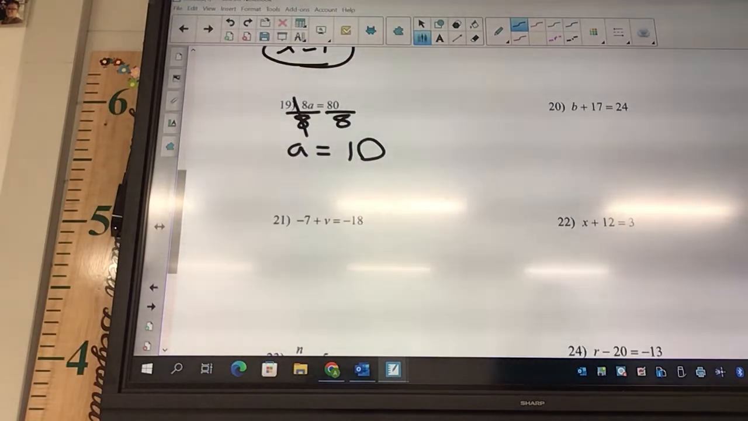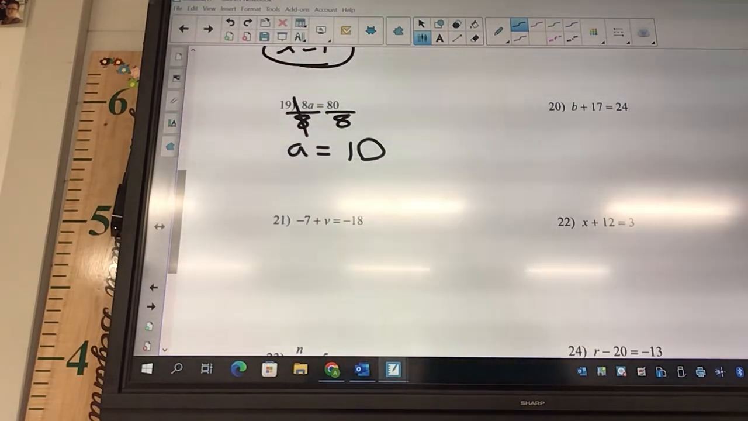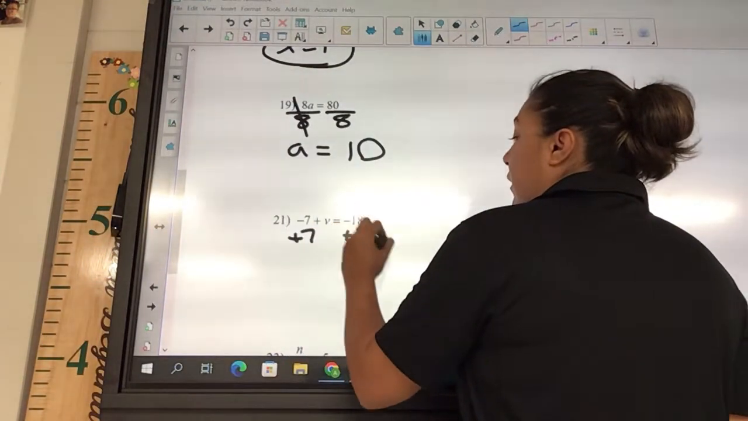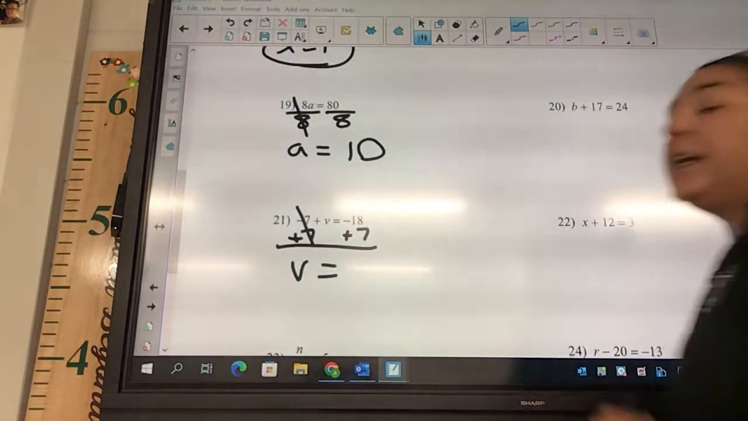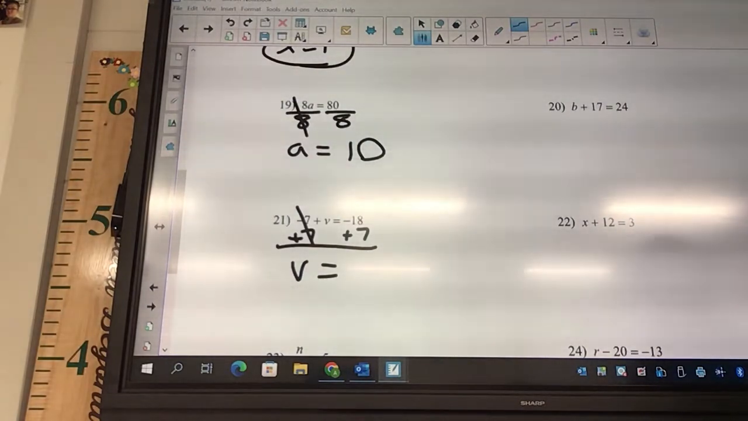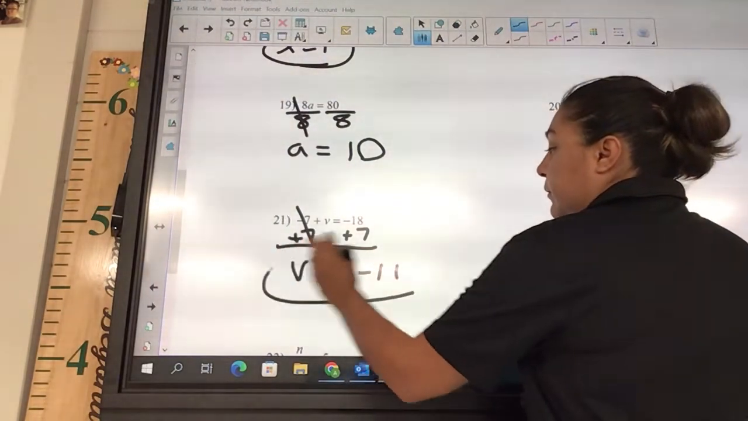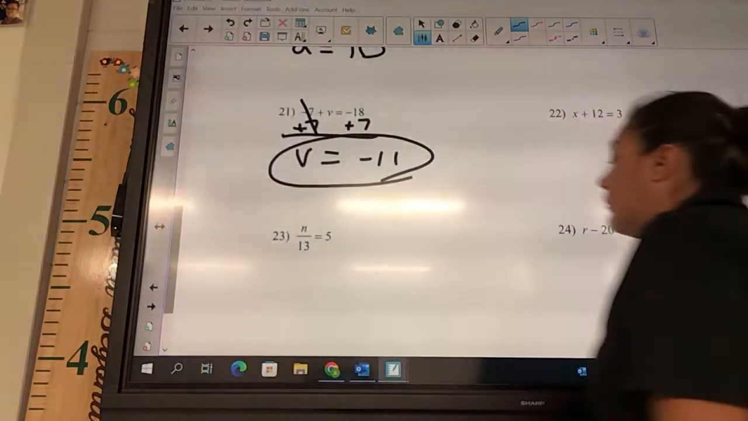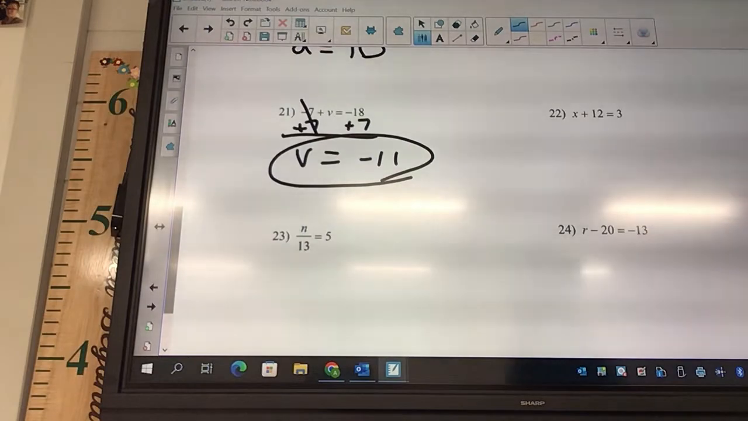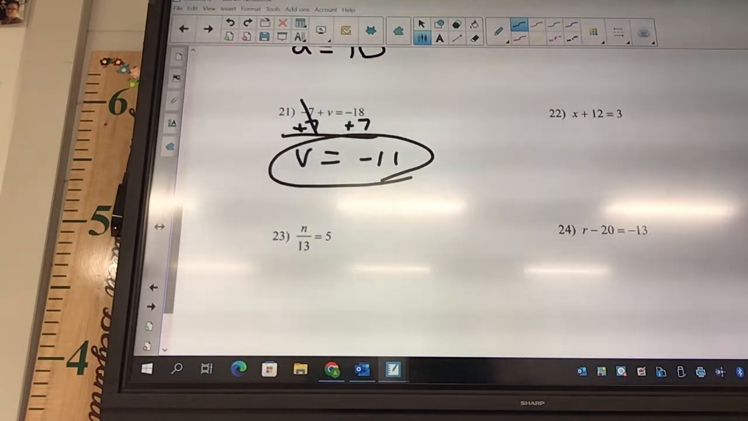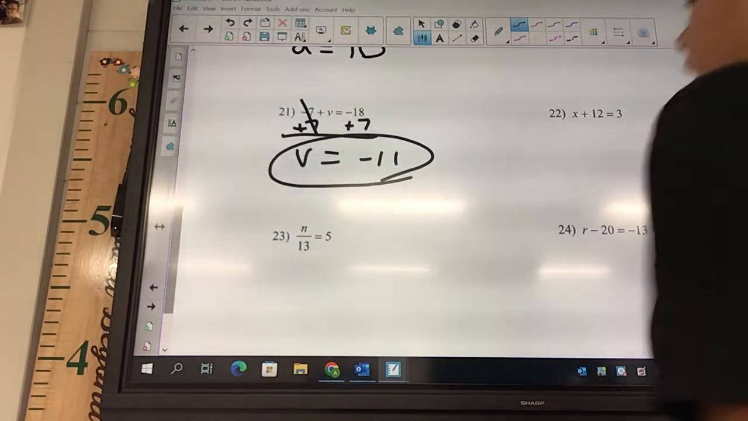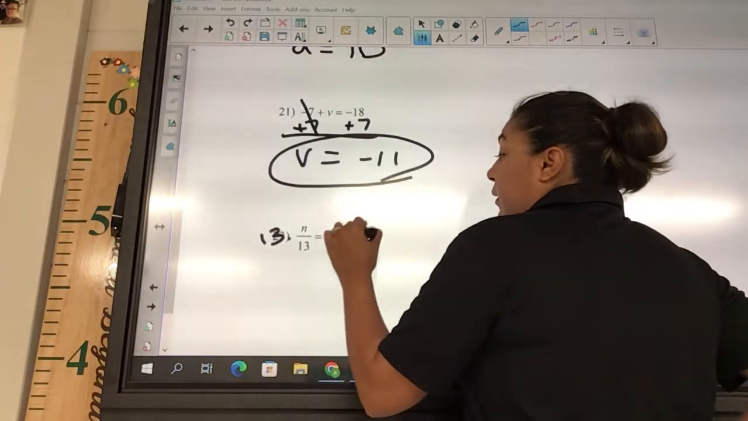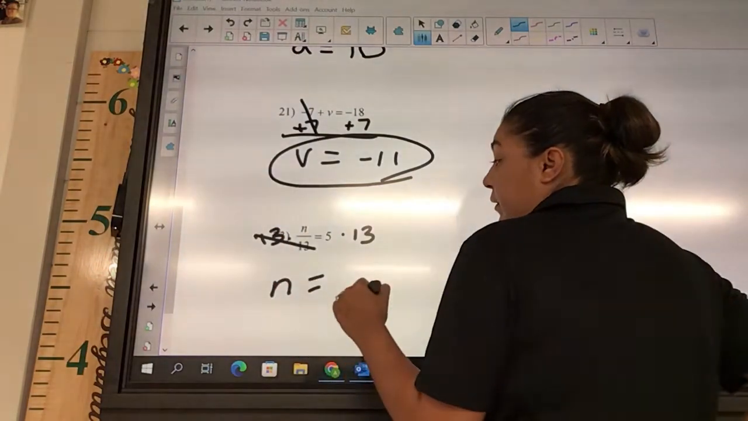Negative 7 plus b. What do you need to do? Add 7. Negative 18 plus 7. Negative 11. N over 13 equals 5. What do you need to do? Multiply. Times 13. What is 5 times 13? 65. Somebody agree?